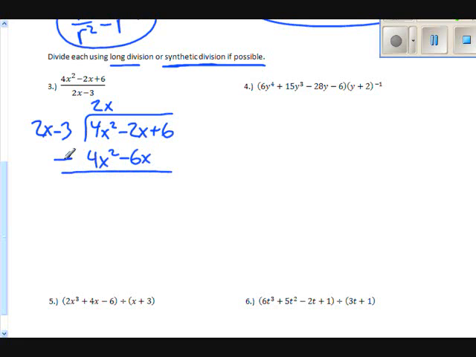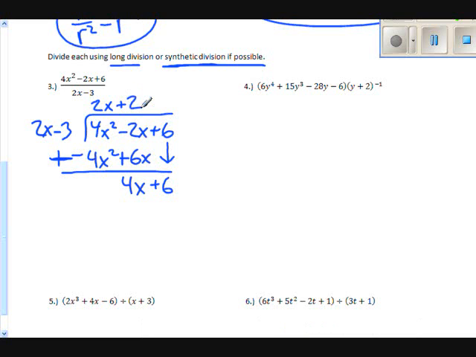And now I have to subtract. Remember, this is a big subtraction sign. I'm subtracting this whole thing. So I'm going to change it to adding the opposite. That's the same as adding the opposite. And I have to change each sign that's there. So now I'm adding instead. So that's going to give me a 0 and then a 4x. The plus 6 tags along for the ride. And now I look at these two. And I say, okay, what do I have to multiply by in order to get the 4x?